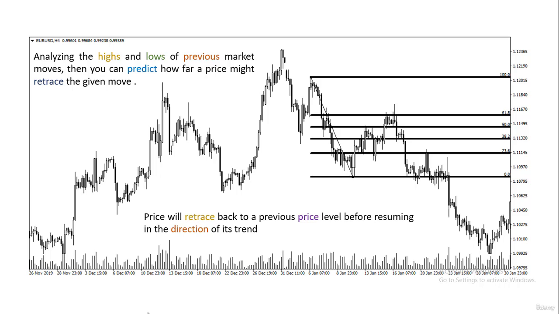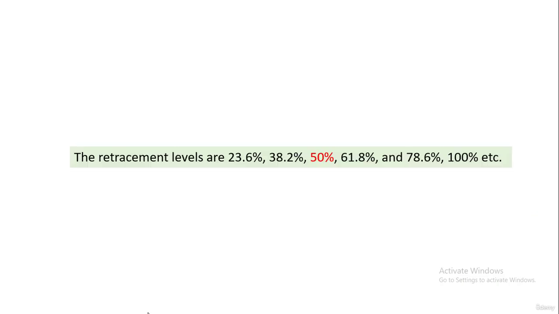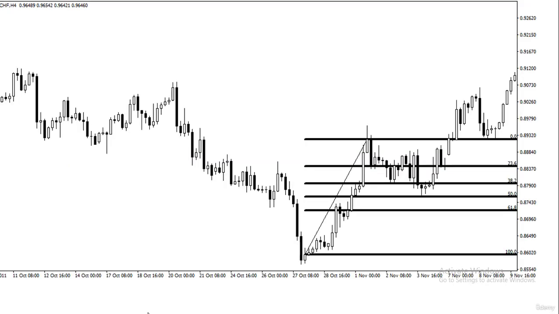The retracement levels are 23.6%, 38.2%, 61.8%, 78.6% and 100%. Although 50% is not officially a Fibonacci ratio, 50% is also used. This percentage indicates how much of the initial move the price has retraced. For an uptrend, click on the swing low and drag the cursor to the most recent swing high.